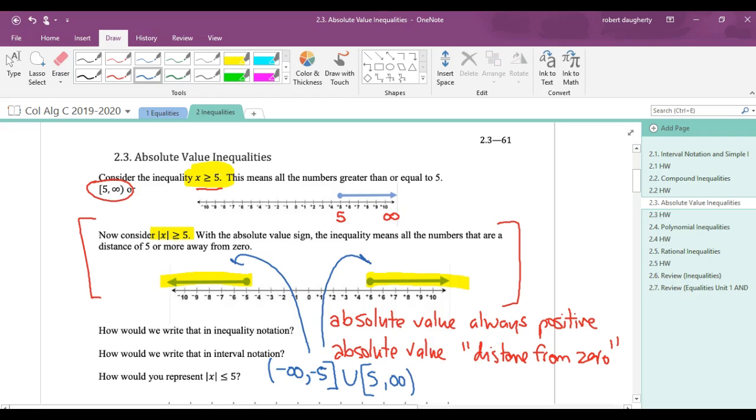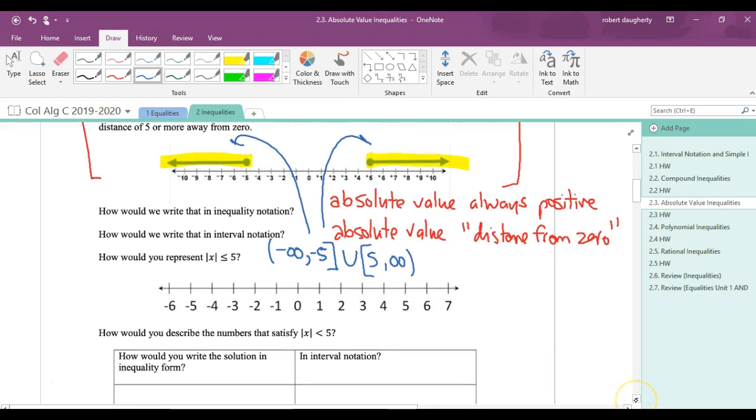Now, let's look at the next question. Right here, absolute value of x less than or equal to 5. Think of this. This means the distance from the origin is 5 or less, okay? So, where would I go? Here's the origin. Where do I go to get things that are 5 or less? The distance from the origin is 5 units or less. So what's the farthest I can go? 5. So I can go over to here, okay?